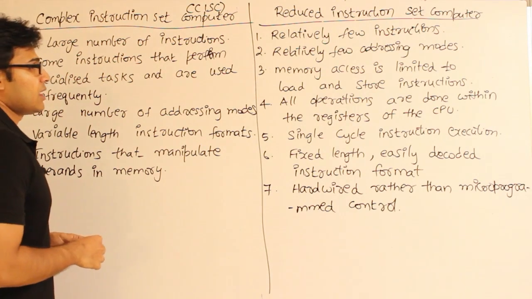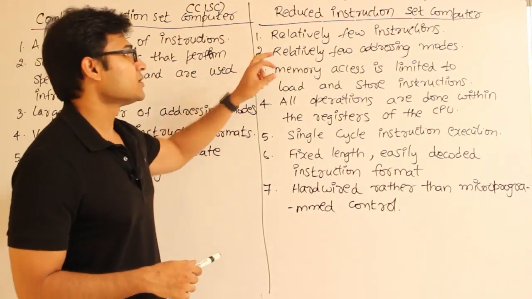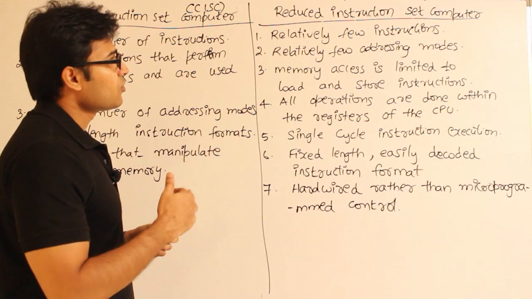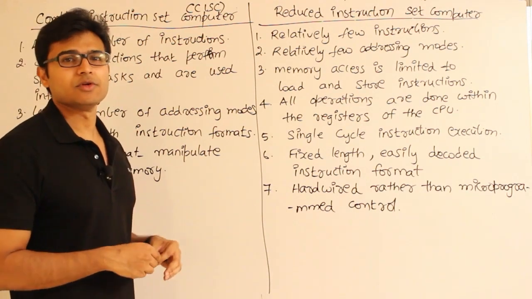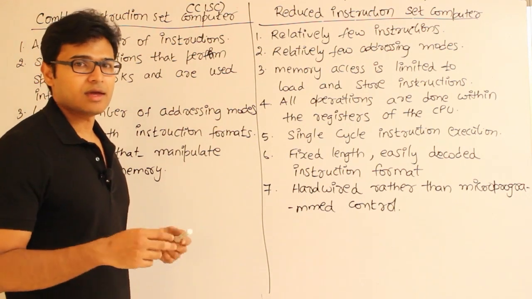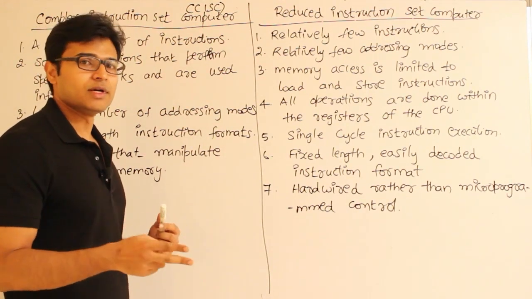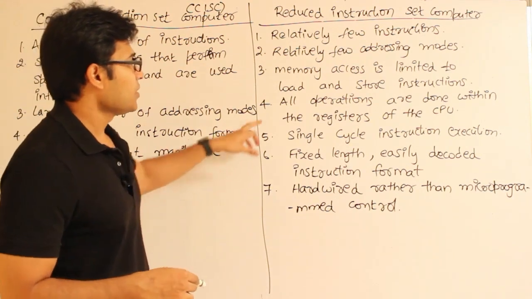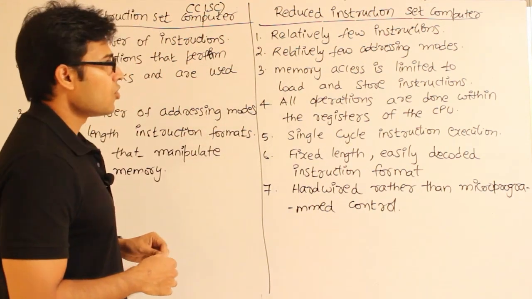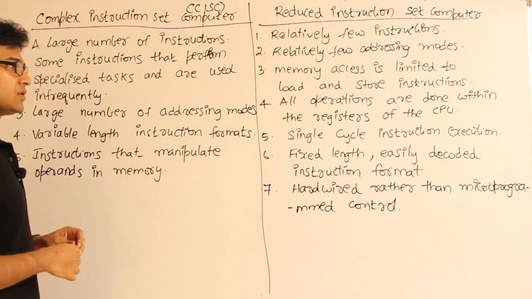And next one is relatively few addressing modes. So they don't use a lot of addressing modes. Mainly 3 or 4 addressing modes will be used, and every instruction will contain only 2 bits to distinguish which addressing mode is used. And the next one is memory access is limited to load and store instructions.